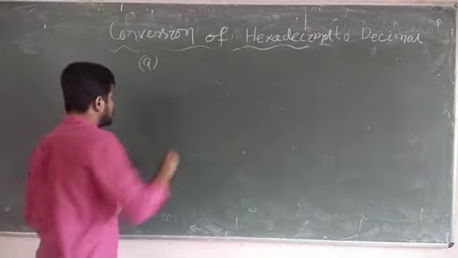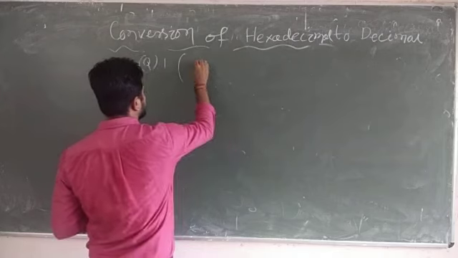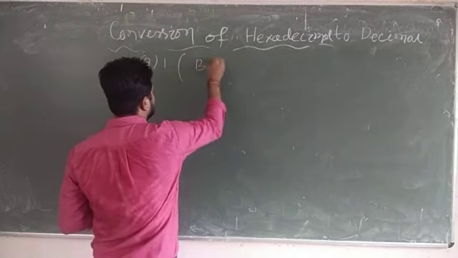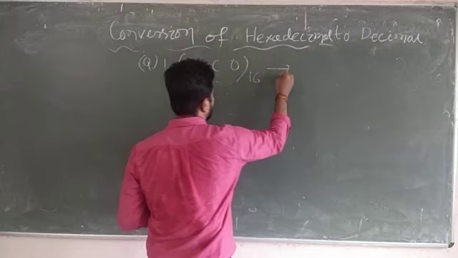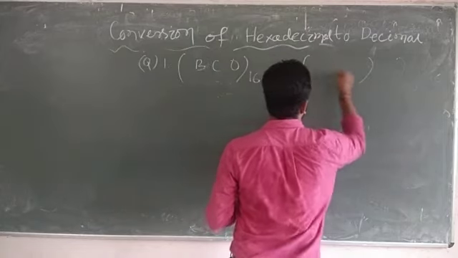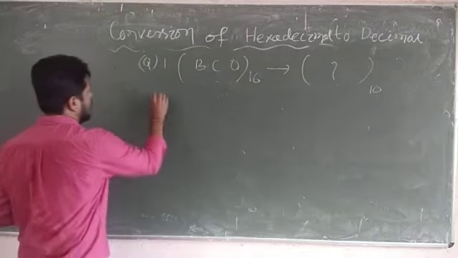So example question number 1 is convert BC0 in hexadecimal into decimal.